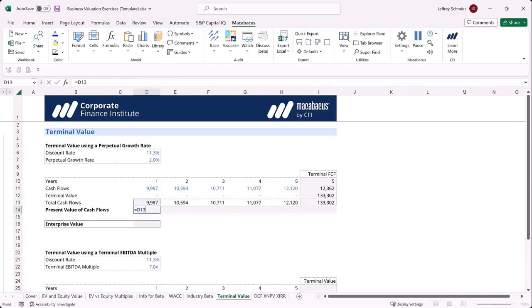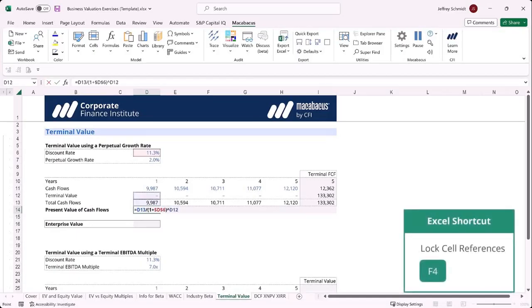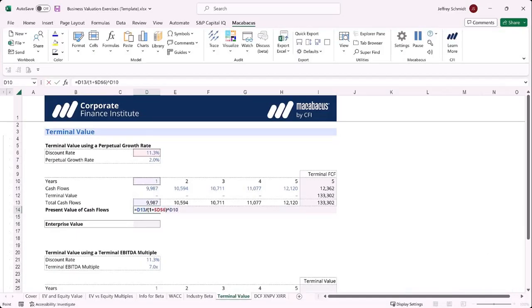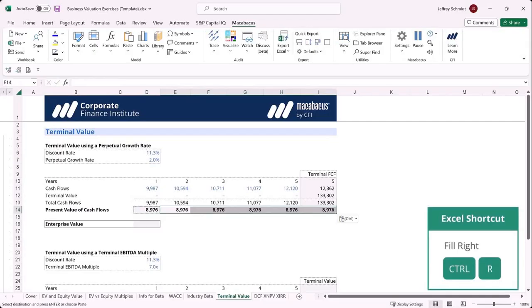So we'll just take our cash flow divided by 1 plus our discount rate. Make sure you anchor it with F4, and then we'll raise it to the power of 1 because this cash flow is going to occur in 1 year. And now we can take these and paste them forward.